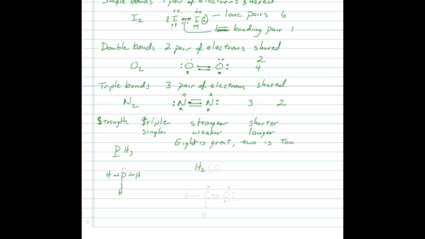Let's do H2CO. Put C in the middle. Carbon has 4 dots. 1, 2, 3, 4. 4 valence electrons, 4 dots. Oxygen has 6. 1, 2, 3, 4, 5, 6. There we go. That counts. Hydrogen. There's 2 hydrogens with 1 valence electron each.